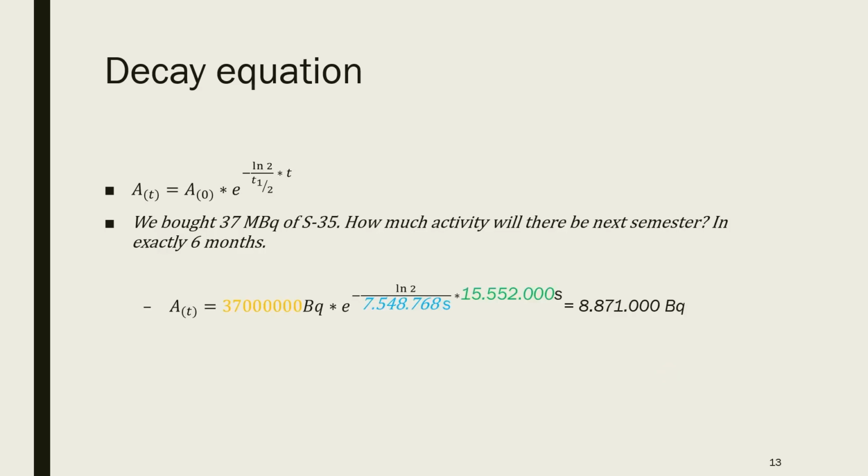We have 37 million becquerel and the half-life of sulfur-35 looked up in the Isotope Browser app, converted into seconds, and the 6 months converted also into seconds looks something like this. You get this activity which is still left after 6 months.